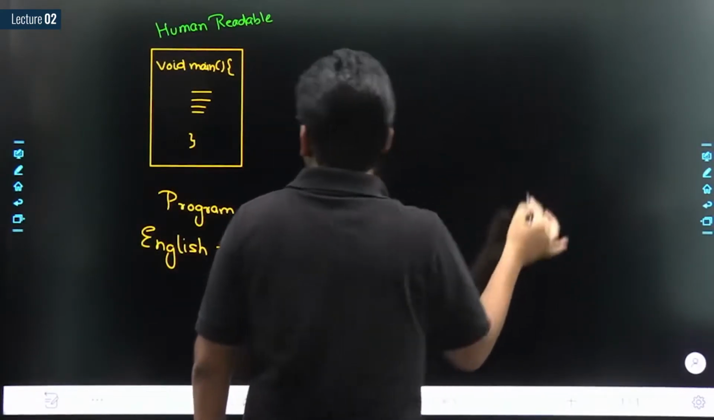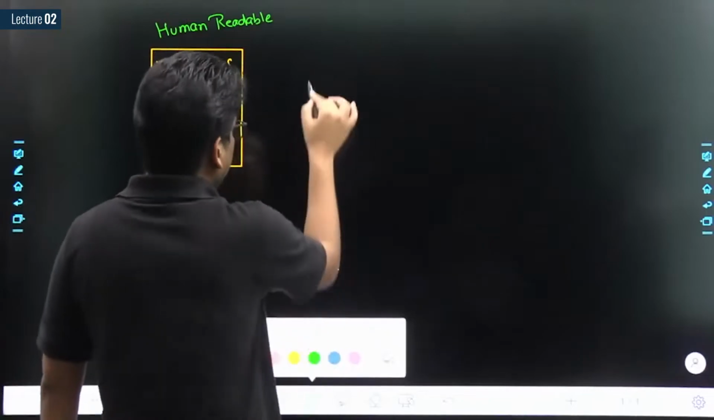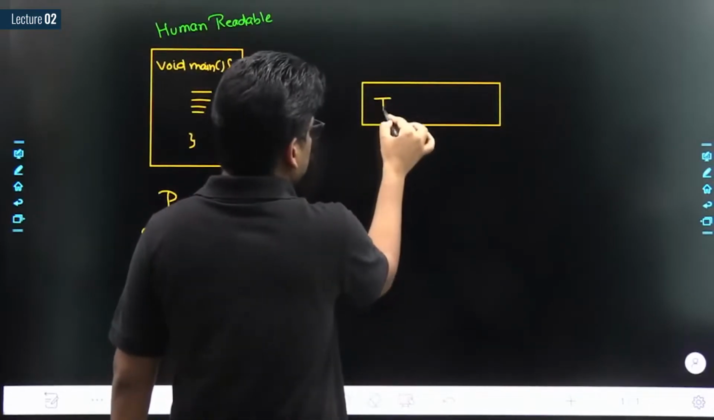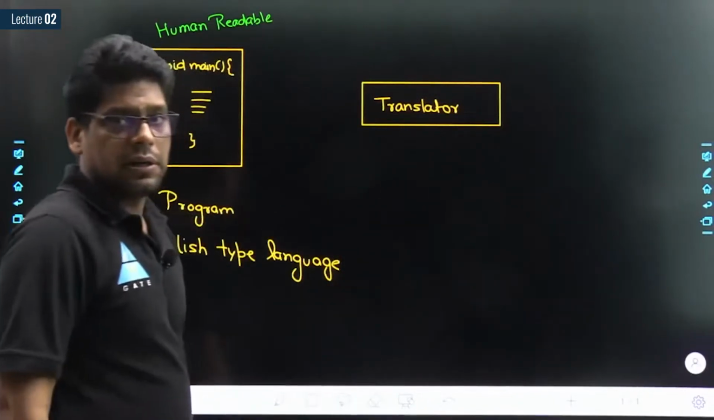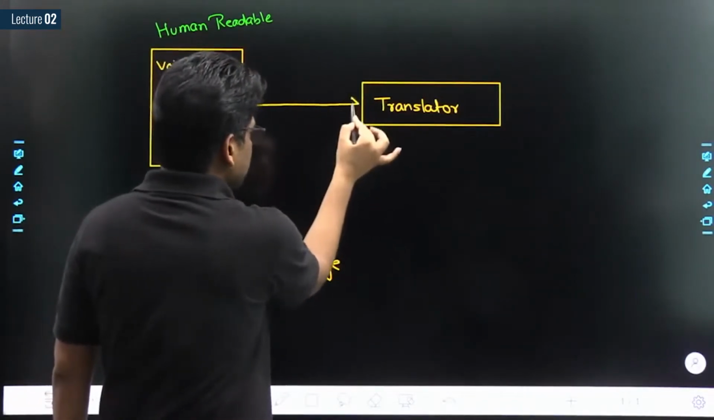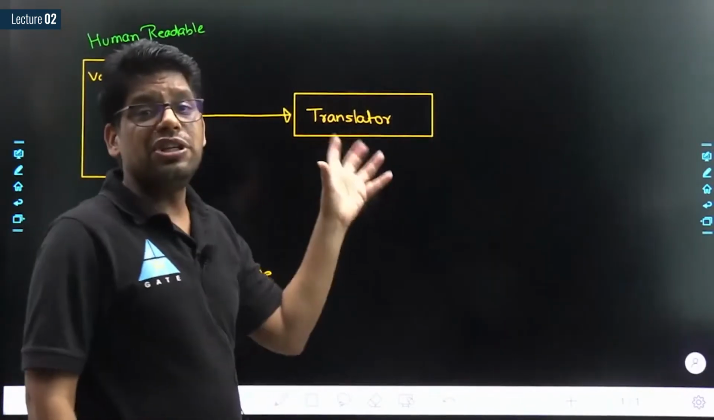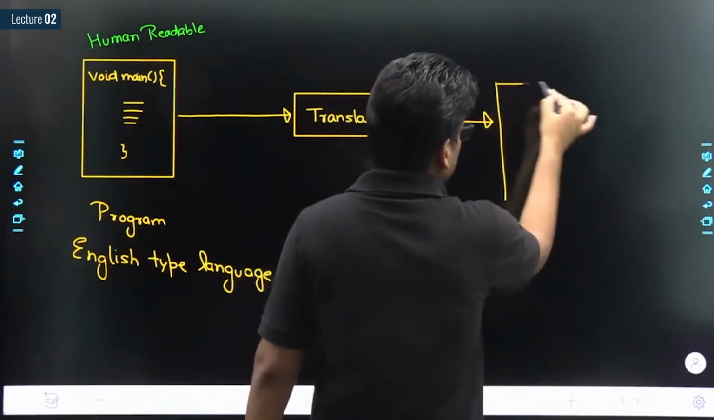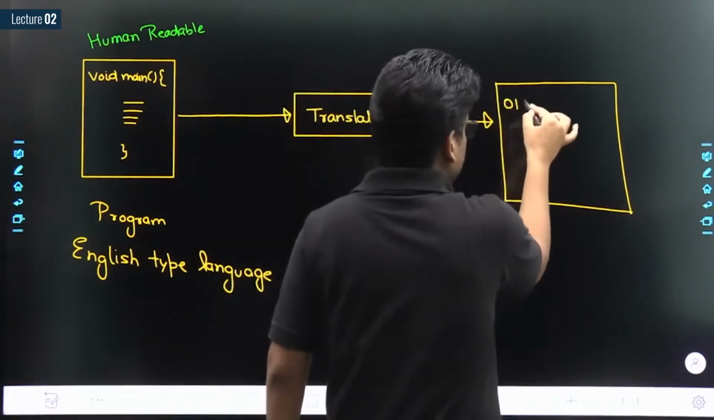Sir, we have a program written in English type language. Okay. Sir, what do we need? We need someone called a translator. Sir, what is the task of this translator? This translator will take this program as input and convert it into machine readable form. That means this translator will convert the entire information present in the program, which is written in English type language, into zeros and ones.